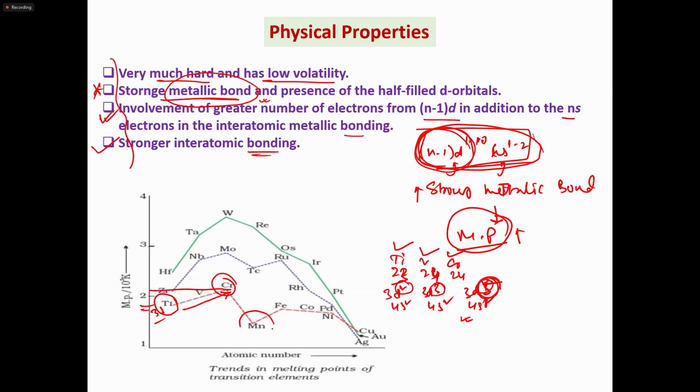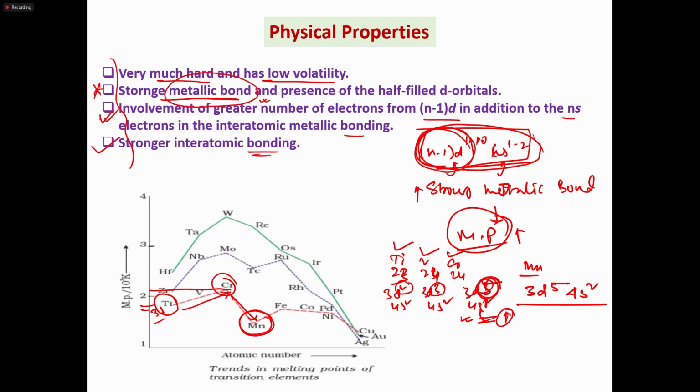But in the case of manganese, there is a drop in the graph. In the case of manganese, the melting point drops, because the electronic configuration is 3d5 4s2. Why is that? For chromium, it is 3d5 4s1, so one unpaired electron is present in the 4s orbital, and also five unpaired electrons in the d orbitals.